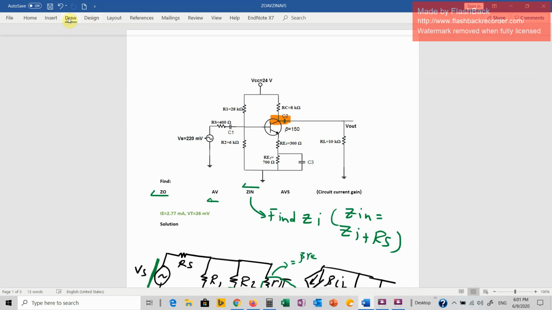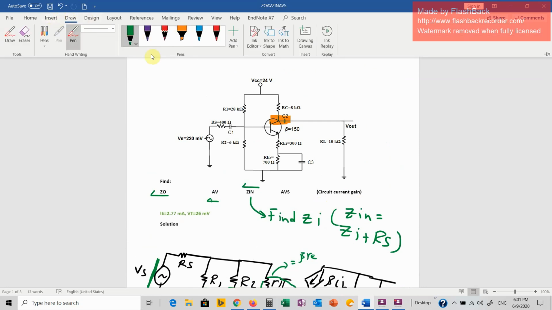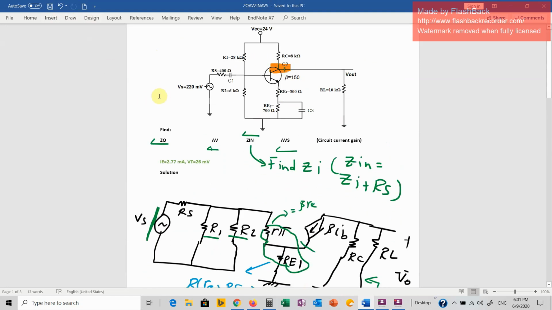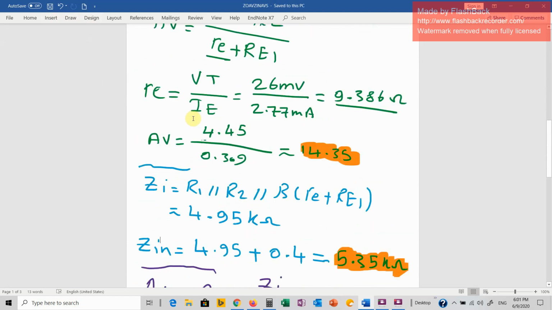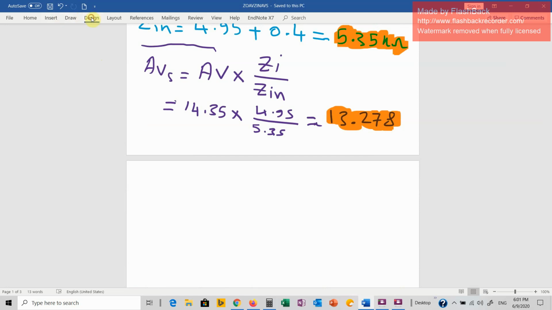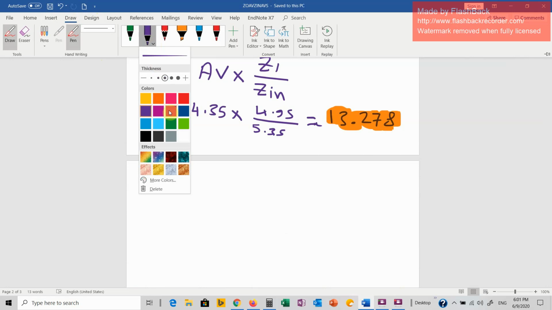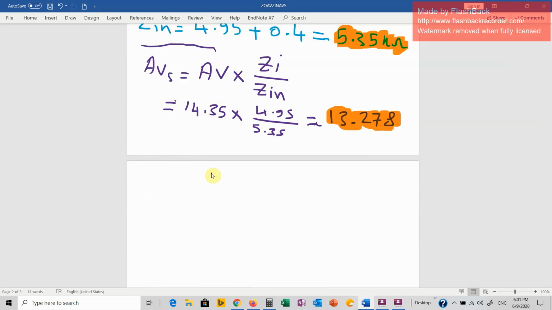And now the total current gain. You can do this in two ways, and I will show you both of them. So the circuit current gain. Now we can say the total current gain.